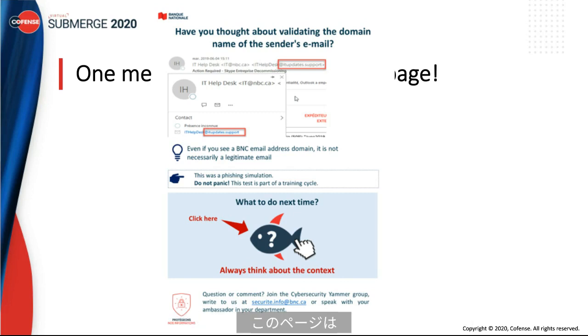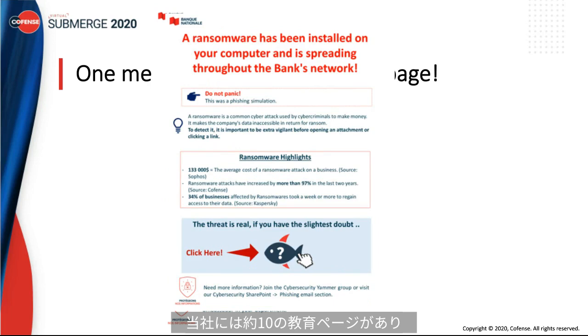So we have different education pages with only one message per education page. On this one, you can read, it's an education page about the sender's email address. The next one is about ransomware. We have around 10 education pages, and we change at every campaign we launch.